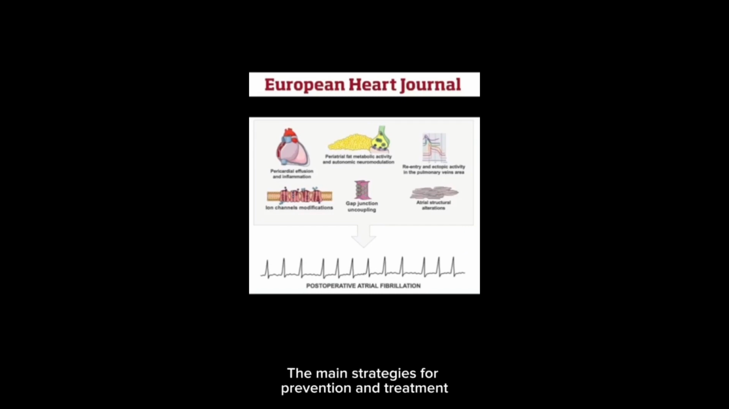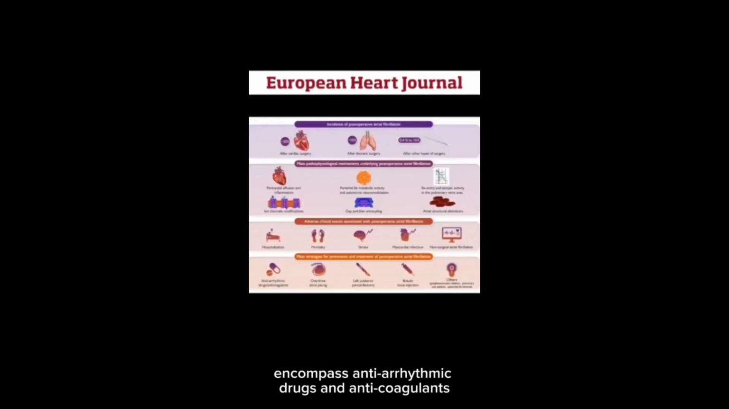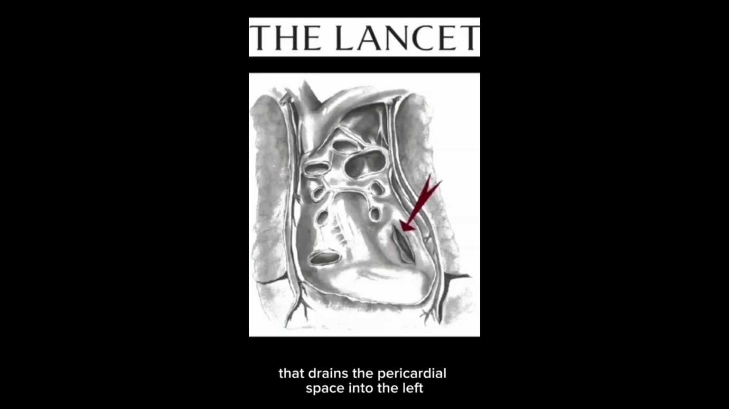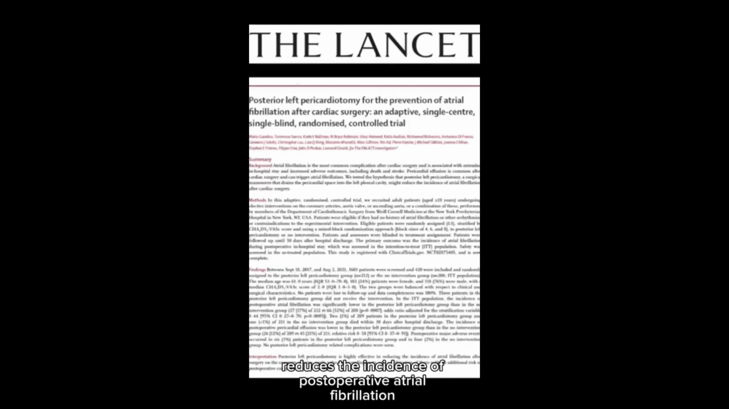The main strategies for prevention and treatment encompass antiarrhythmic drugs and anticoagulants, overdrive atrial pacing, left posterior pericardiotomy, and a bunch of other experimental tools. Posterior pericardiotomy consists in a 5 cm incision of the posterior pericardium that drains the pericardial space into the left pleural cavity. We have recently conducted a randomized clinical trial showing that it significantly reduces the incidence of postoperative atrial fibrillation, basically at zero cost.